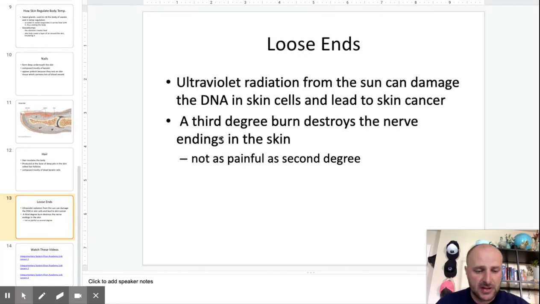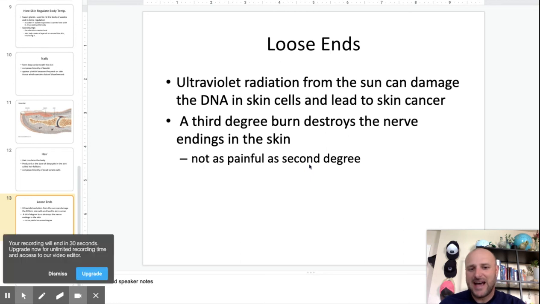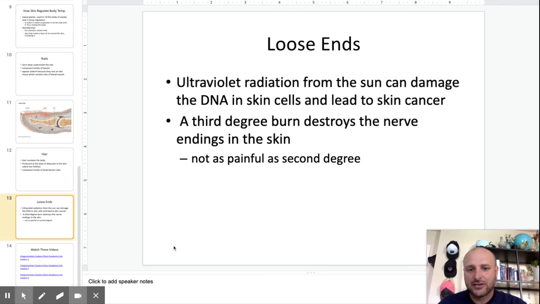Here are some loose ends. Ultraviolet radiation from the sun can damage your skin, which can lead to skin cancer. Remember, the melanin helps protect against that. And then here's an interesting fact. A third-degree burn destroys nerve cells. There's actually a question about this. A third-degree burn is actually not as painful as a second-degree burn, because the third-degree burn burns up a lot of your nerves and you can't feel it.